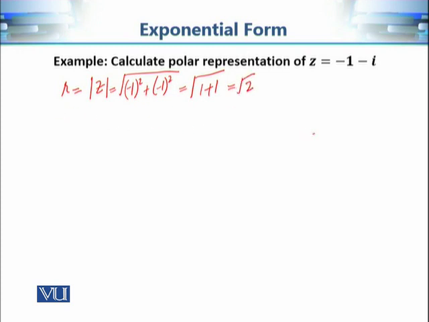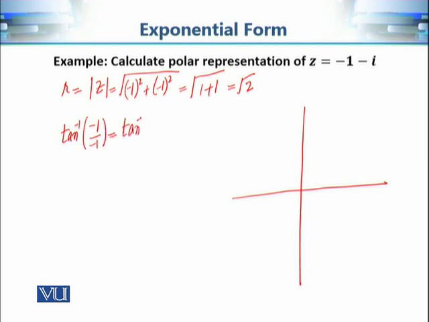Now to find theta, we have 3 steps to find the argument of z. In the first step, we calculate tan inverse of y over x. In this case, y is -1 and x is -1, so this is equal to tan inverse 1. Now if we use our calculator to calculate this value, it will give us pi by 4, which is in fact in the first quadrant. This is the angle pi by 4.